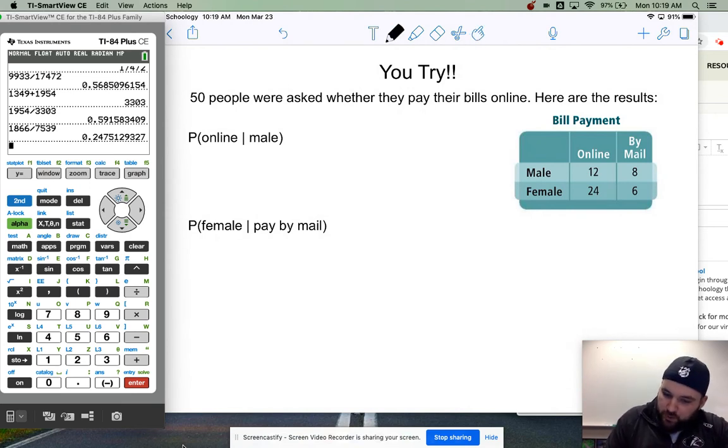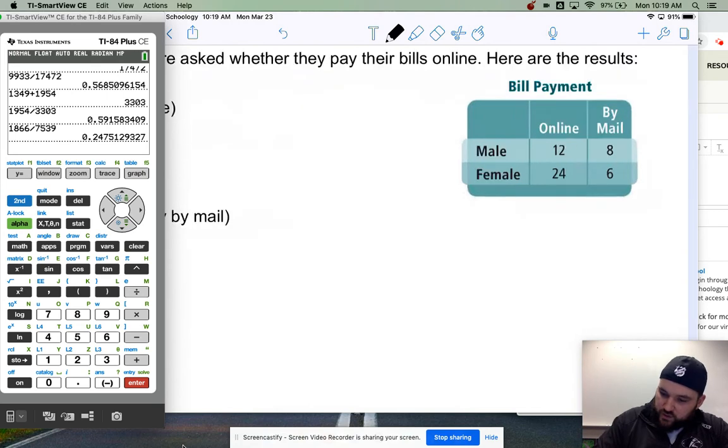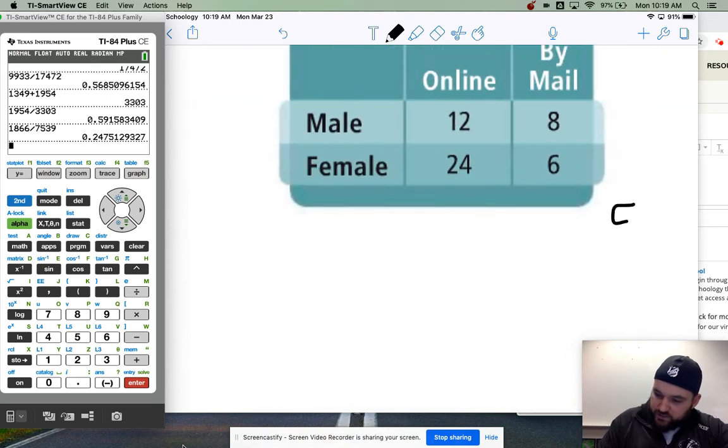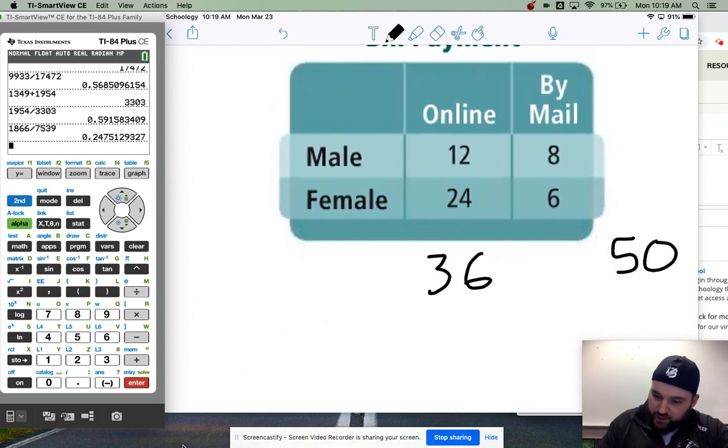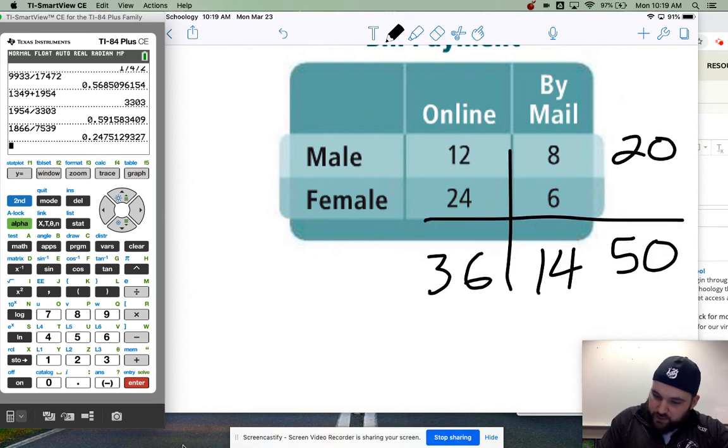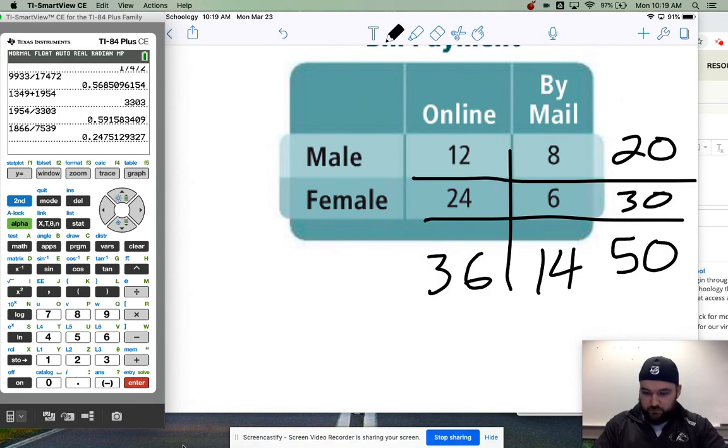All right, 50 people are asked whether they pay their bills online. So that tells me that the grand total of this should be 50. And sure enough, if I add these up, there's 36 people who pay online, 14 that pay by mail, which adds up to 50. And then going across, 20 males answered this survey and 30 females, which also adds to 50, which is great.